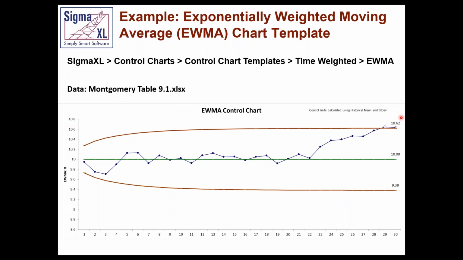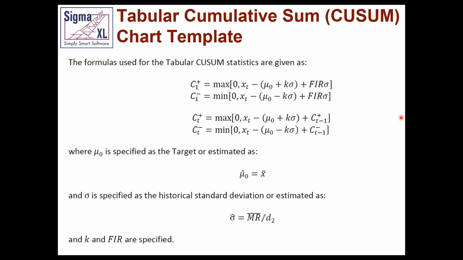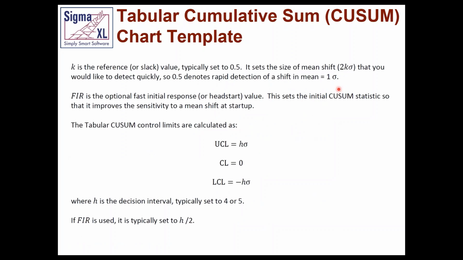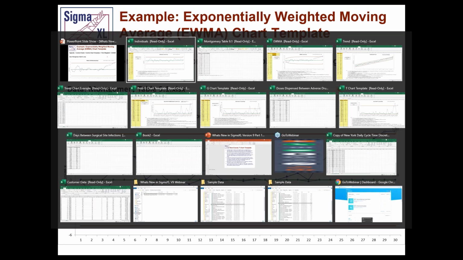So now, that's the EWMA. The Qsum, the cumulative sum, is similar to the EWMA. It's really designed to detect small shifts in the process. The classical Qsum is called a V-mask, but we don't use that. We use what is called the tabular Qsum, and that just looks more like a regular control chart. Here are the formulas. Again, we'll skip those. There's also something called a fast initial response that allows you to detect if there is a change early in the process. And for this, we're going to run the Qsum with the same data.